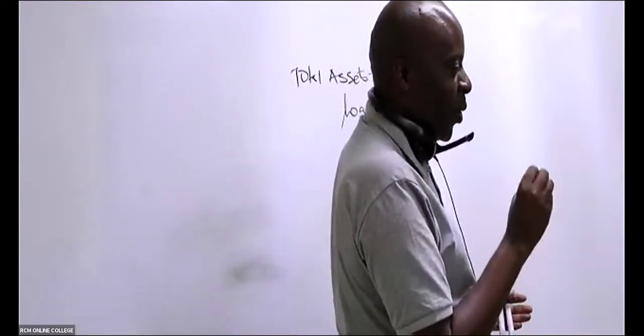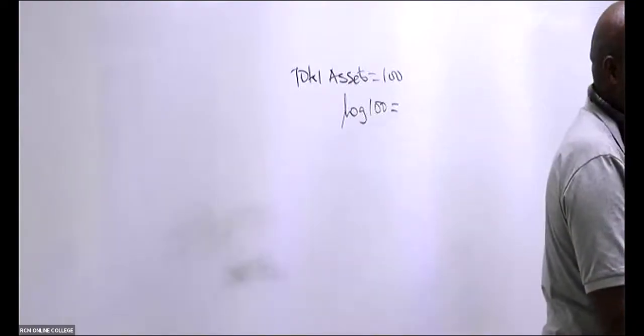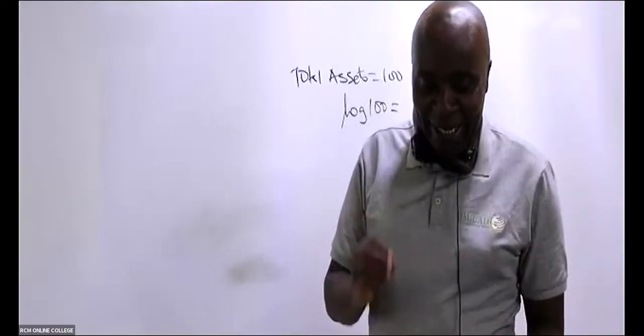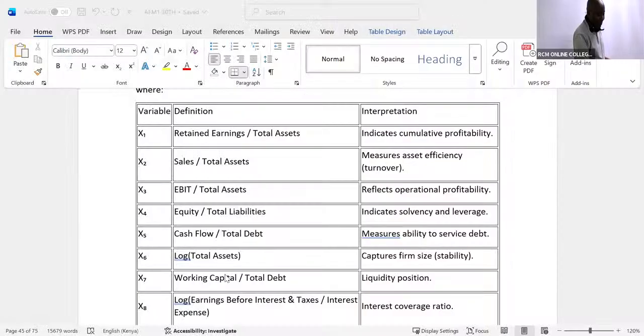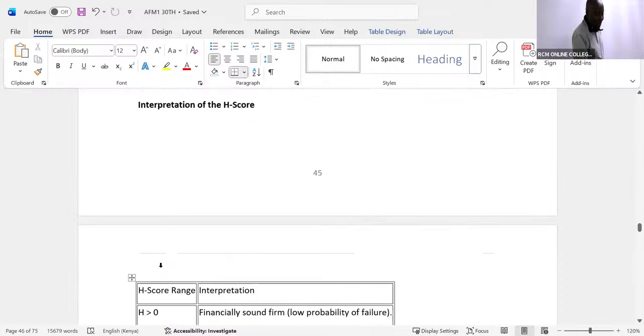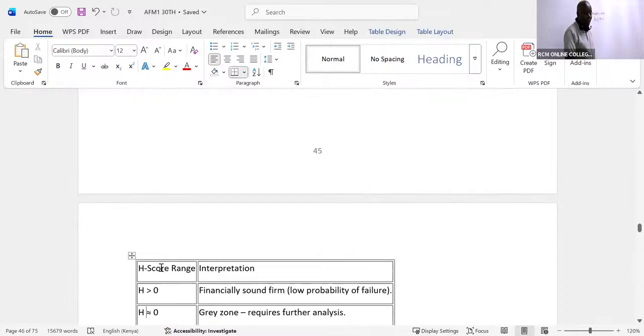Don't tell me that the last time you saw logarithm was when you were in high school. I hope you're able to see the logarithm in that calculator. So that should not scare you at all, because you'll simply follow the rules. All right. And then in this case, you can see X7 is working capital. Also be careful with X8. You need to get the log over that quotient.